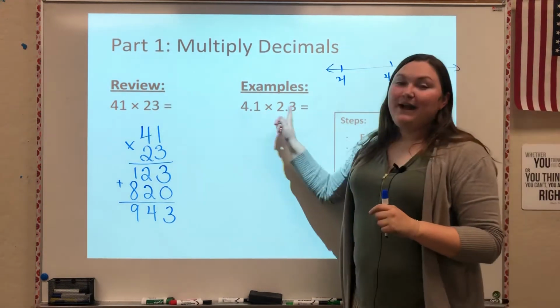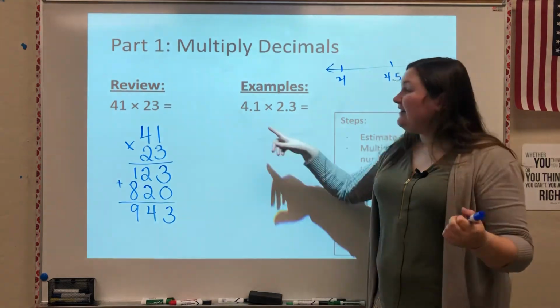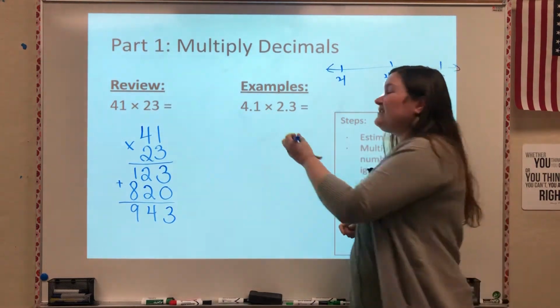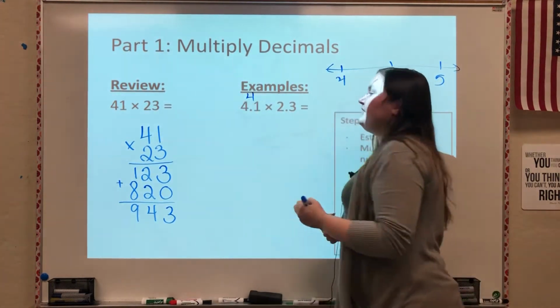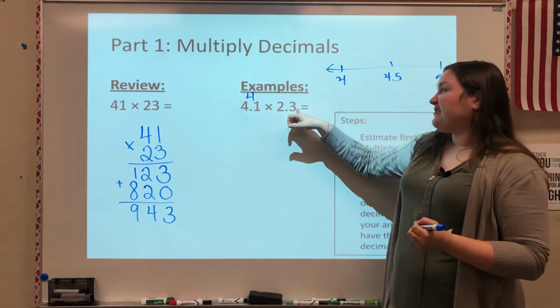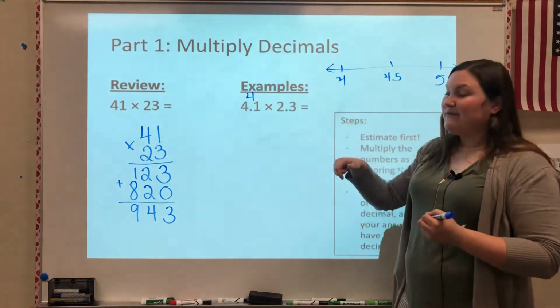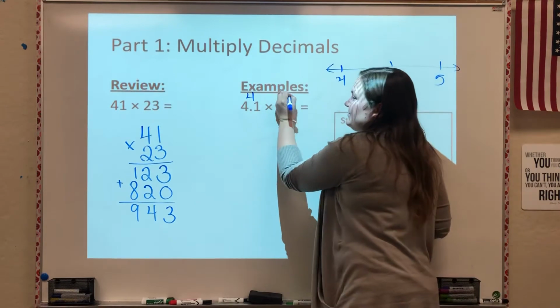So if I wanted to round these numbers to help me estimate, I would say, well, 4.1 is closer to 4, and 2.3 is still going to be rounding down, so 2.3 is closer to 2.